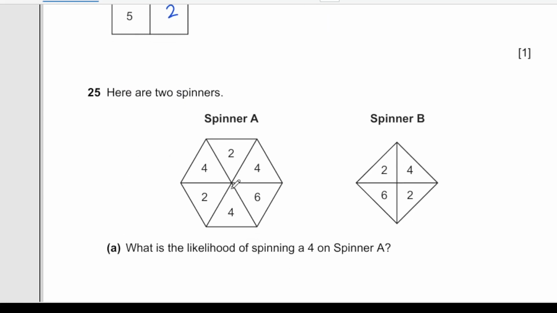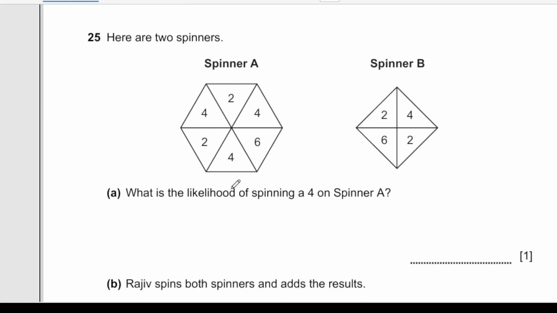Now number 5, here are 2 spinners, spinner A and spinner B. What is the likelihood of spinning a 4 on spinner A? So 4 here is 1, 2 and 3 times. 3 out of how many? There are a total of 6 outcomes, right? You see there are 6 triangles here. So that is 50%, half, or we can say there are even chances, right?